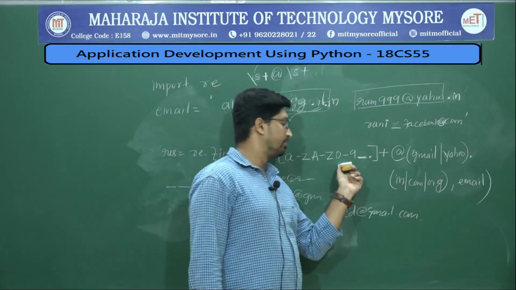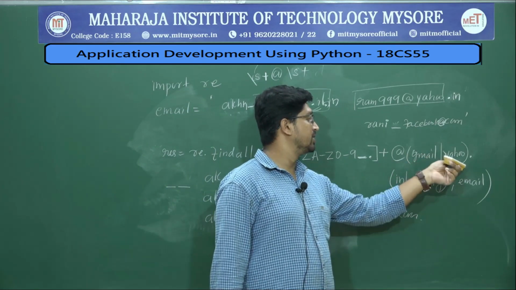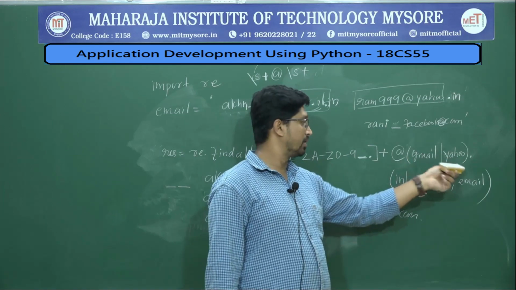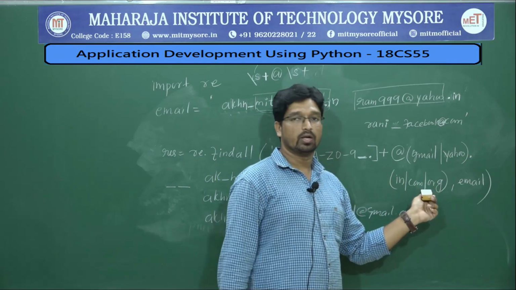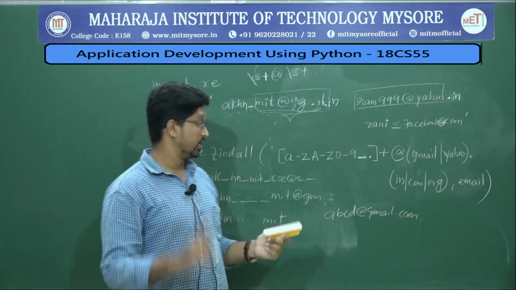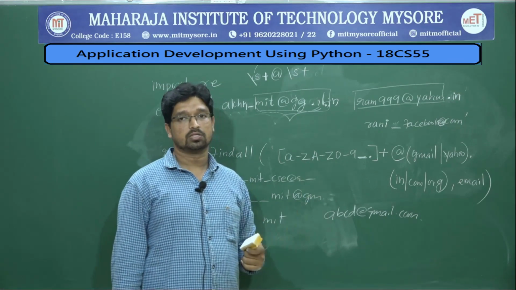There should be some letters, word, underscore, dot, at, followed by either Gmail or Yahoo, then dot, followed by .in or .com or .org. Even this is valid. My question is, how do you avoid continuous underscores or continuous dots?